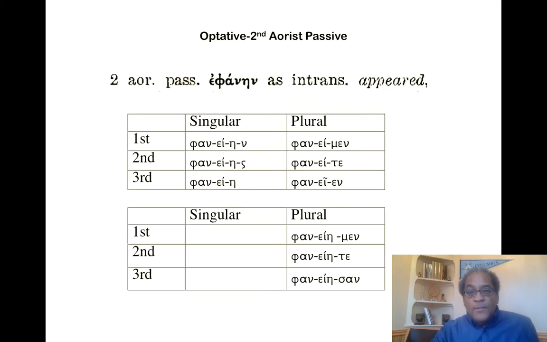So likewise, you see the same variations in the second aorist passive. Baneiēn, baneiēs, baneiē, baneimen, baneite, baneien, and banēimen, banēite, banēisan.